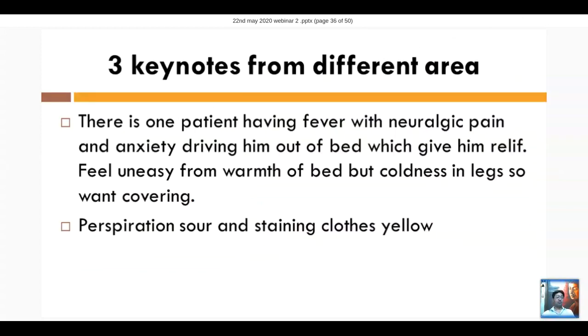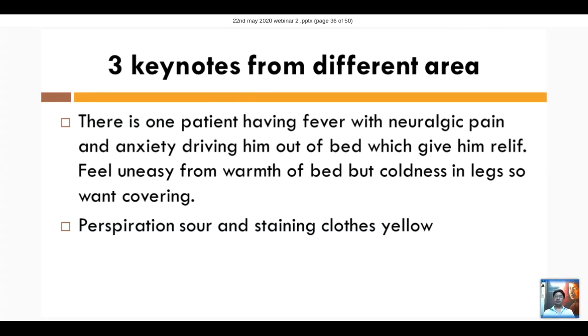Suppose in a case we are not having any totality. Then we must see what to do next. The next thing is three keynotes from different areas. Why different areas? Different areas means, for example, one keynote from the mental sphere, one keynote from the GIT, or one keynote from the extremities. It can be anything.